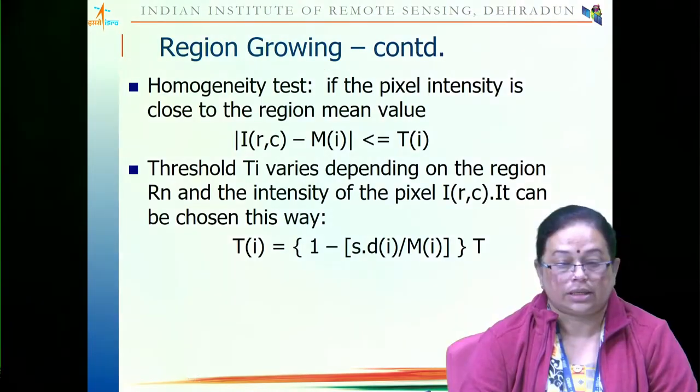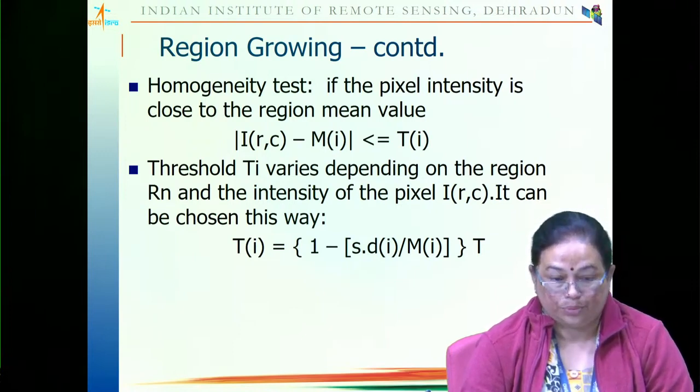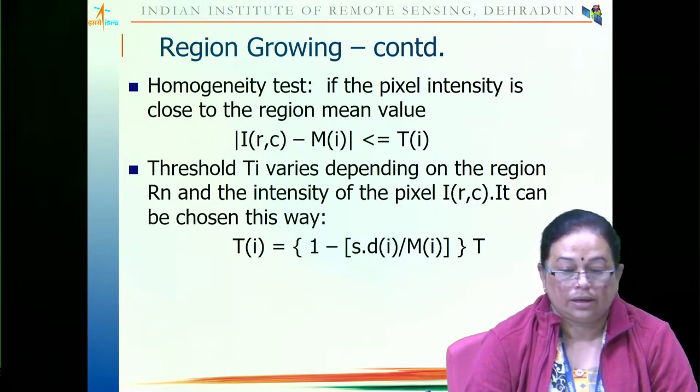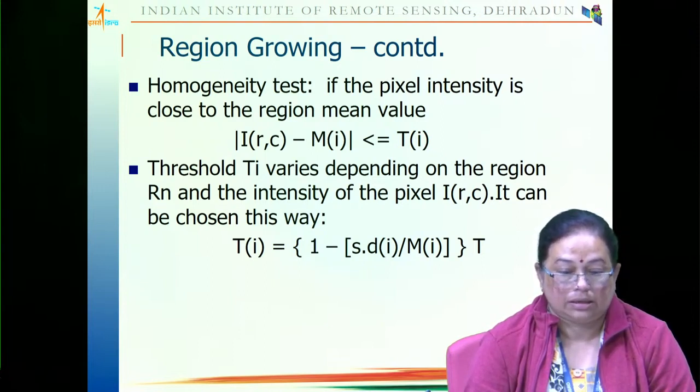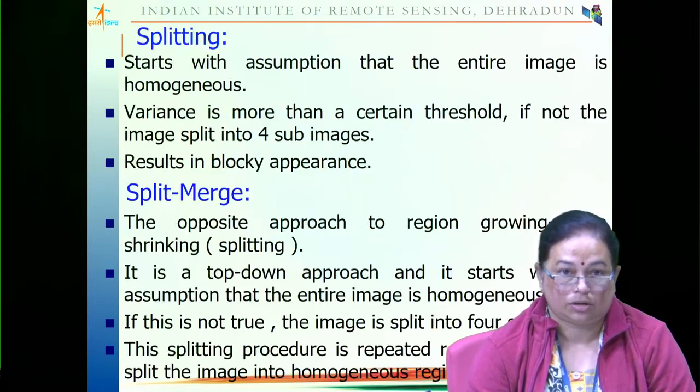The homogeneity test is done to test if the pixel intensity is close to the region mean value, and the thresholds vary depending on the region and the intensity of the pixel, right? So one has to choose an appropriate threshold. This is very, very crucial to the implementation of region growing segmentation algorithms.